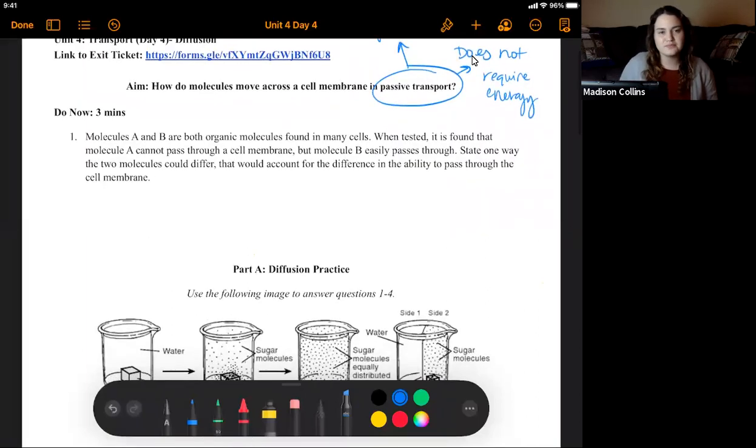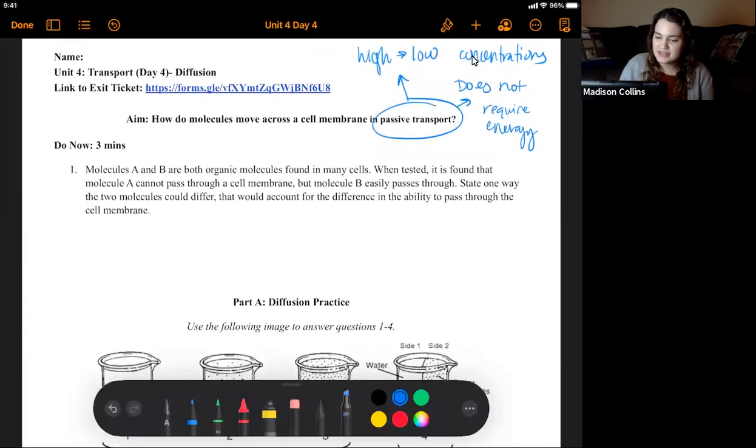First, your do now says that molecules A and B are both organic molecules found in many cells. When tested, it is found that molecule A cannot pass through a cell membrane, but molecule B easily passes through. State one way the two molecules could differ that would account for the difference in the ability to pass through the cell membrane. All right, let's go ahead and pause this video, answer that question, and press play when you are ready to go over it.